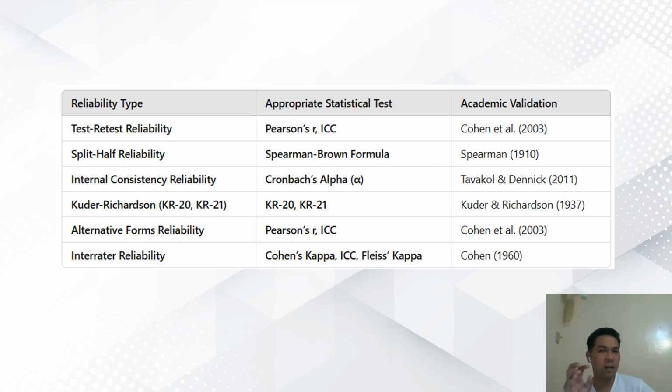So for the computation of the reliability results, if you are conducting test-retest reliability, you can use Pearson's or ICC. For split-half reliability, you can use the Spearman-Brown formula. For internal consistency reliability, you can use Cronbach's alpha. For Kuder-Richardson, KR20 or KR21. For alternative forms reliability, still Pearson's R or intraclass correlation. For inter-rater reliability, you can use Cohen's kappa, ICC, or Fleiss' kappa.